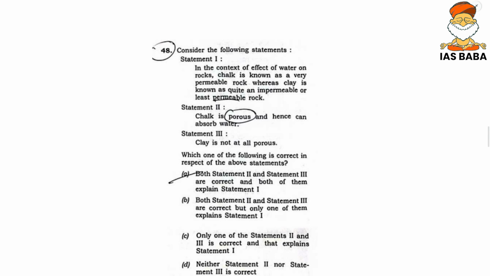Question 48. Now this is not something that can be directly solved from the NCERT. Yes, in the older NCERT, the concepts related to rocks, permeability and porosity, are given. Statement 1 says, in the context of effects of water on rocks, chalk is known as a very permeable rock, whereas clay is known as quite an impermeable or least permeable rock. So a comparison between chalk and clay is given.